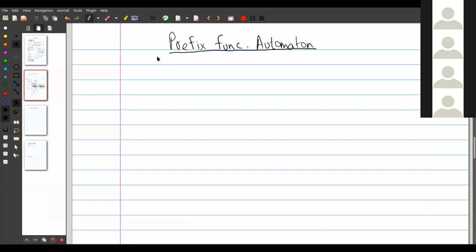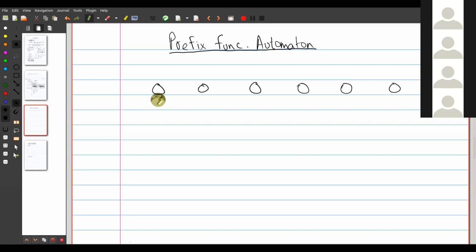So now I will talk about what an automaton is, in short. If you have any idea about automata, which is a course in second year, you will understand why this is called an automaton. But you don't need it exactly.